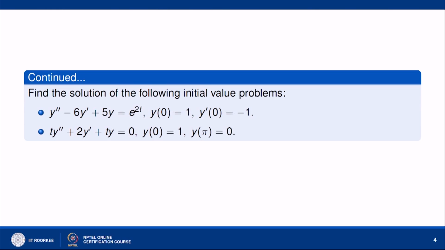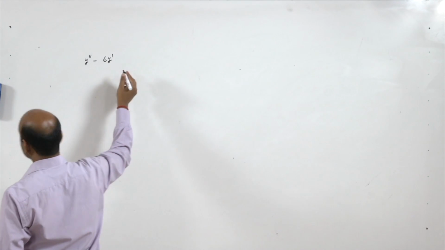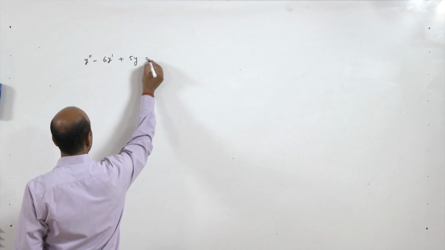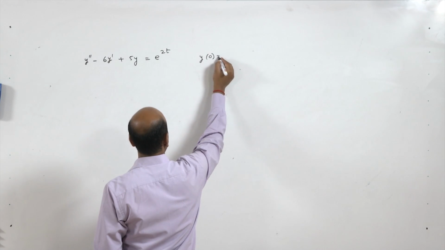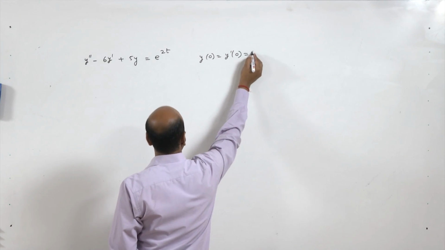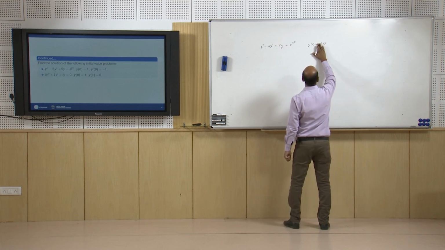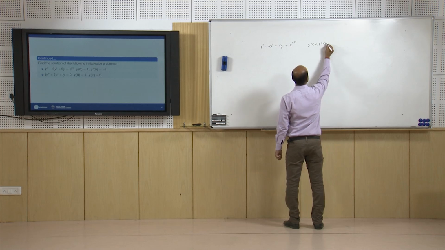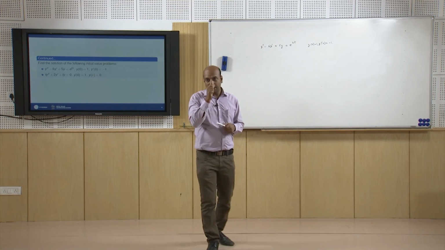These are simple problems just to illustrate how we can use Laplace transform to solve ordinary differential equations. So, the problem is simple: y double dash minus 6 y dash plus 5 y is equal to e to the power 2 t, and y 0 is 1 and y dash 0 is minus 1. Now, how to solve this problem using Laplace transforms?